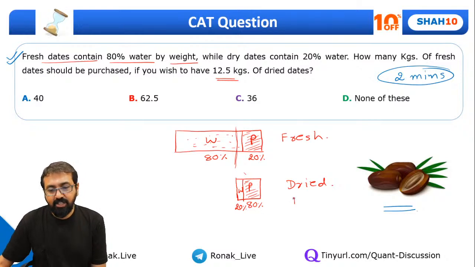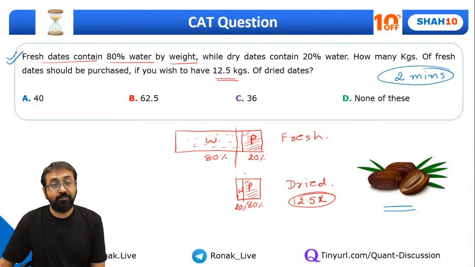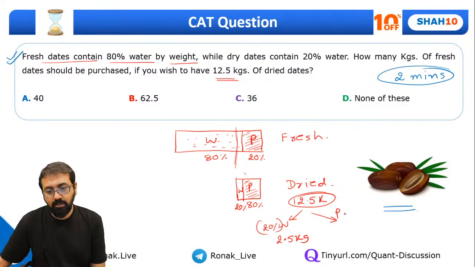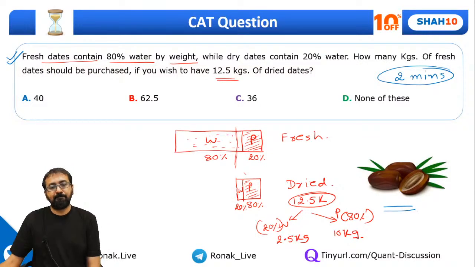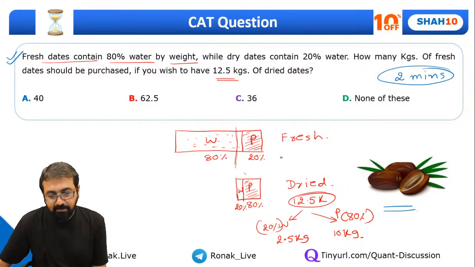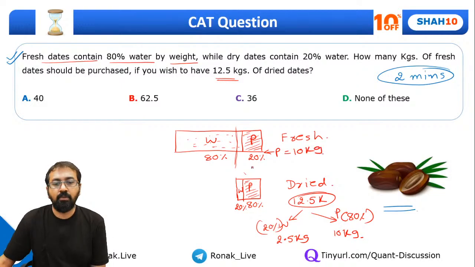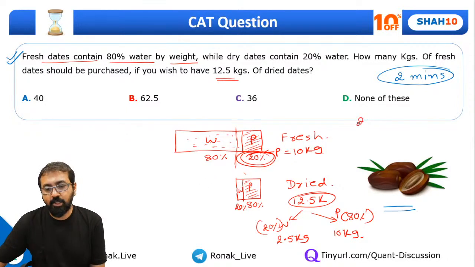Now can I say we have taken 12.5 kg of dry dates, everyone? We have taken 12.5 kg of dry dates. So in that, water will be what? 20%. So it will be 2.5 kg and pulp will be 80%. So that is 10 kg. Correct? So even over here, can I say the pulp should be constant? So the pulp over here in this one should also be 10 kg, which is 20% of the total weight. So I can say 20% is 10 kg. So 100% should be 50 kg.